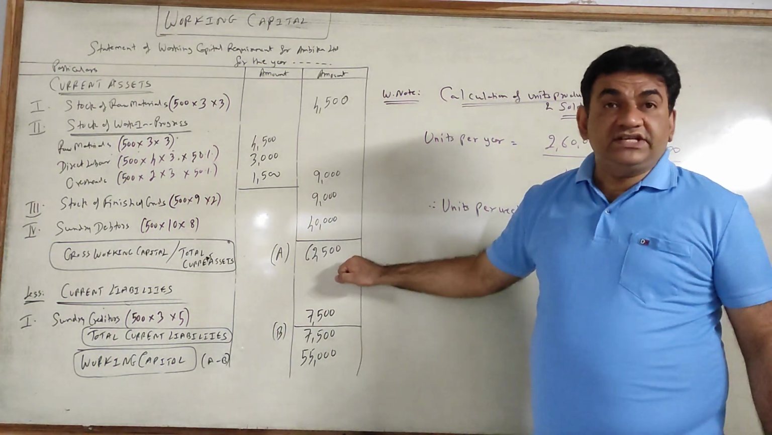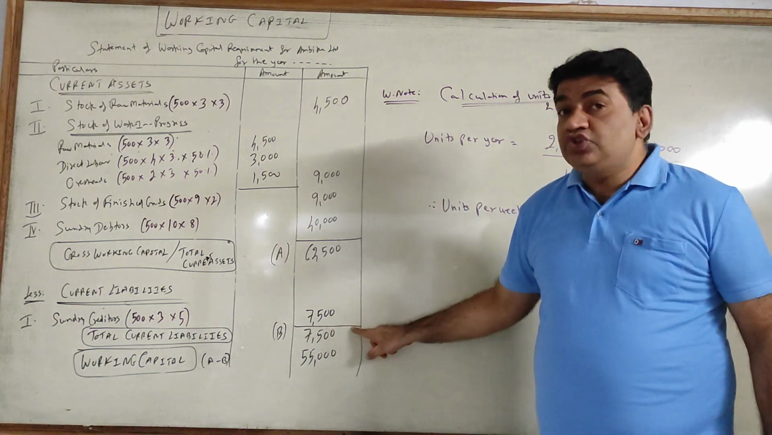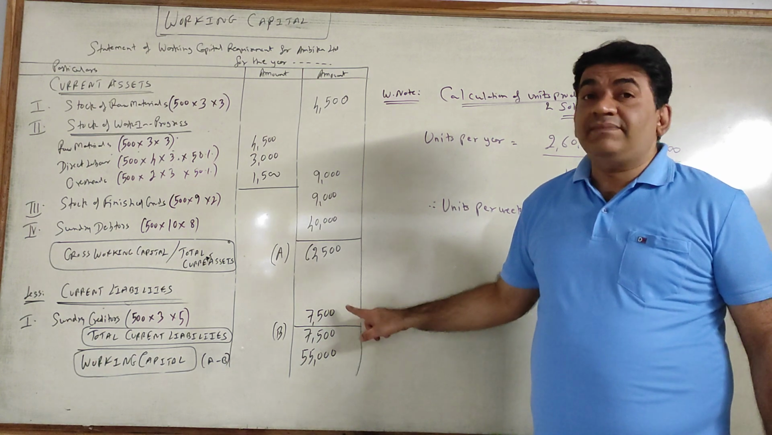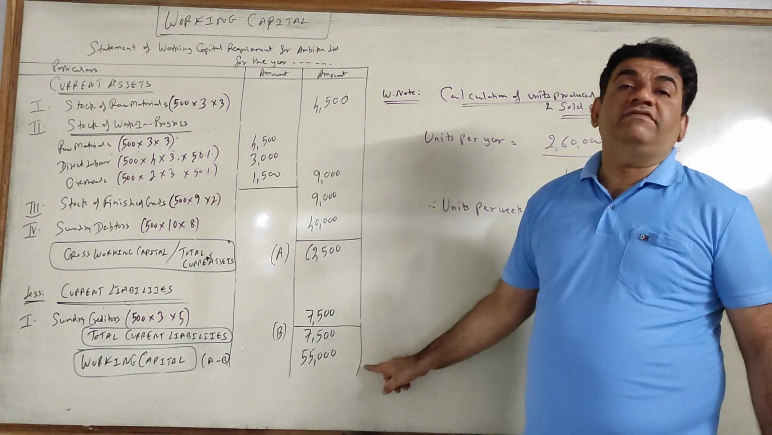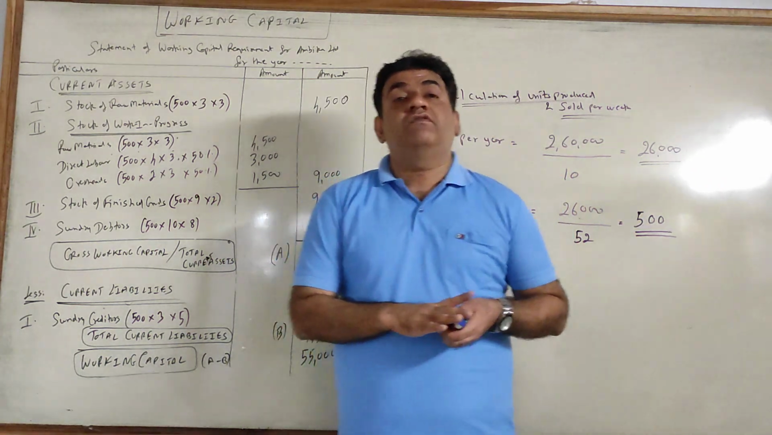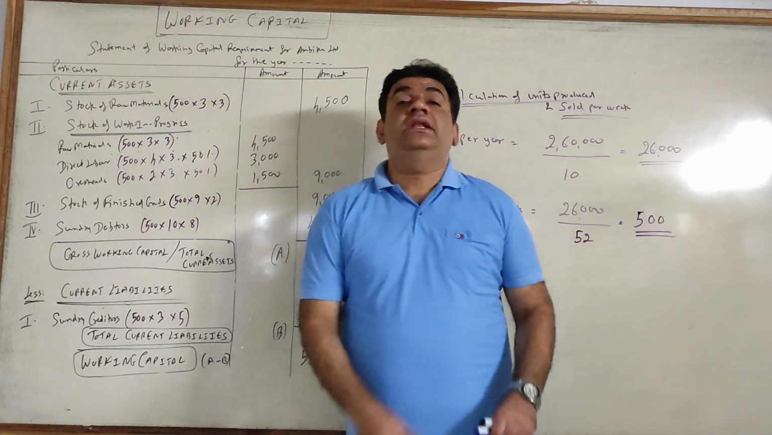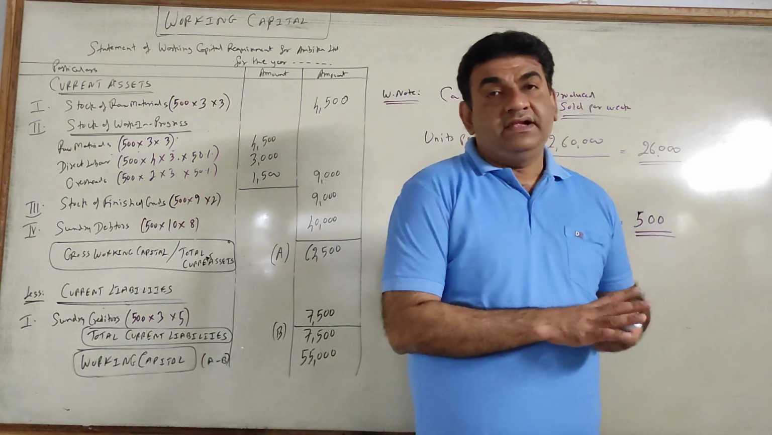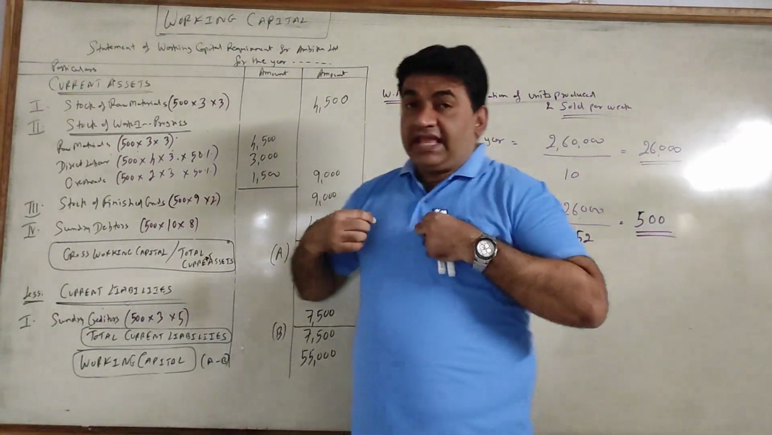My investment is 62,500. At the same time, from my creditors, I am enjoying a credit of 7.5. So that much money is not needed. So 62,500 minus 7.5, 55,000. So guys, this is the concept of working capital. As I told you, here you can also use the word total working capital. Clear with this, guys?